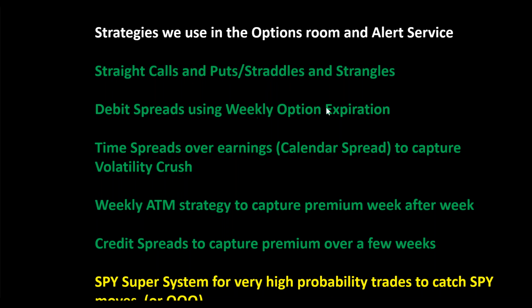Debit spreads, usually weekly options expiration. We do time spreads over earnings. These are non-directional. This just allows us to sell premium and collect premium when the volatility comes out of the options. If you've looked at an option chain when earnings are coming out, you notice that the premiums are much higher than they usually are. The market makers jack up the premiums on the options because they don't know what the earnings are going to be.